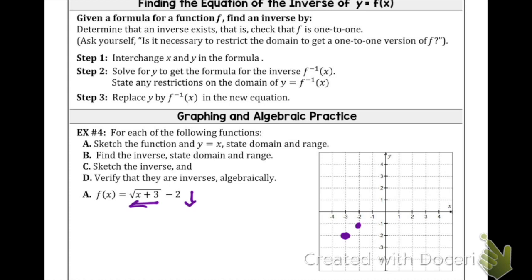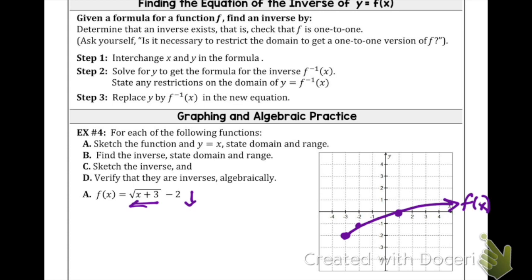Good. Let's pick another value to put in. What's another nice number to take the square root of? 4. So that would mean x would have to be 1. So if I plug in 1 for x, I get 4. Square root of 4 is 2. Minus 2 is 0. So we're getting a function that looks kind of like this. So let's label that f of x.